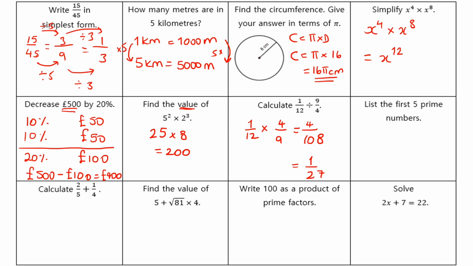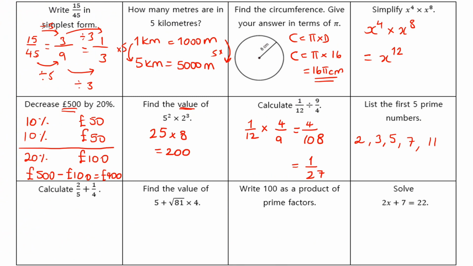List the first 5 prime numbers. 1 is not a prime number because prime numbers are numbers that can only be divided by themselves and 1. And because 1 is itself, we don't count it as a prime number. So the next prime number is 2, then 3, then 5, and 7, and we've got 11.